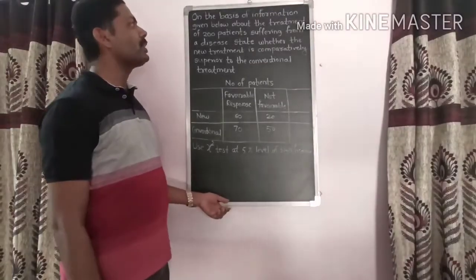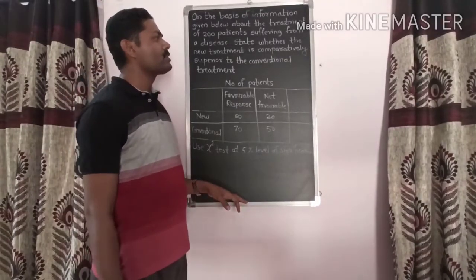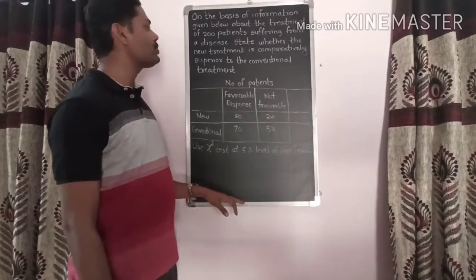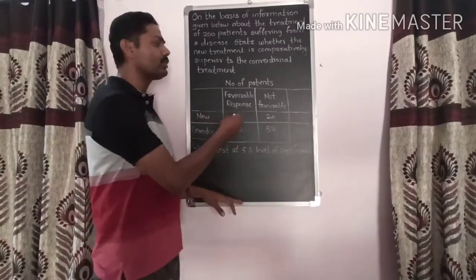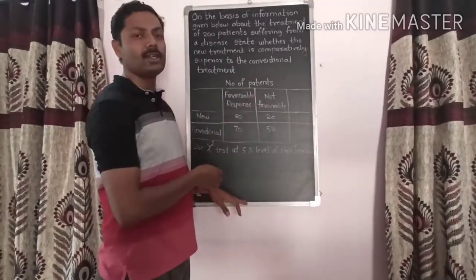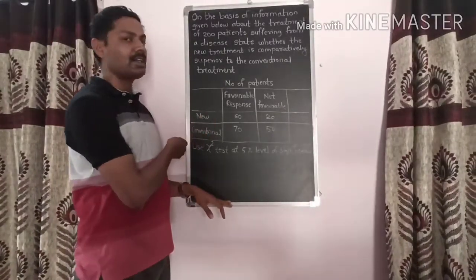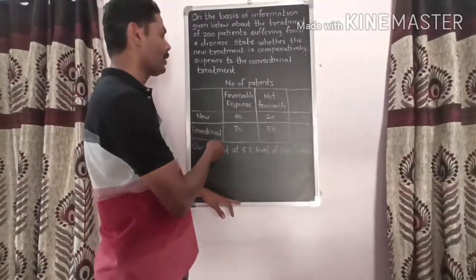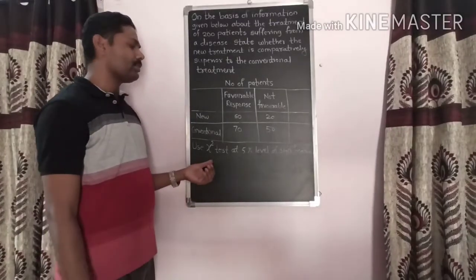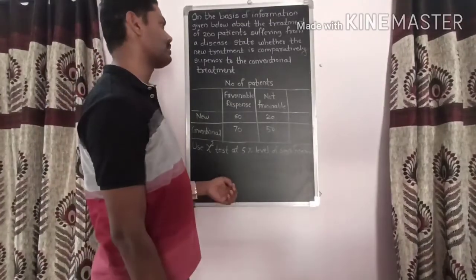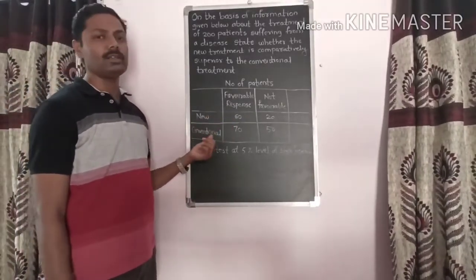On the basis of information given below about the treatment of 200 patients suffering from a disease, state whether the new treatment is comparatively superior to the conventional treatment. In this case, number of patients are given with two responses, favorable response and not favorable response, and these are the two types of treatments, new treatment and conventional. Conventional means traditional treatment. This is the data of this treatment, and we have to test the chi-square at 5% level of significance, and we have to test which treatment is useful, either new or conventional.